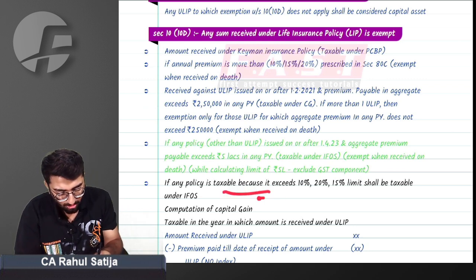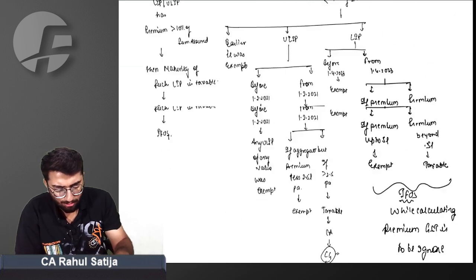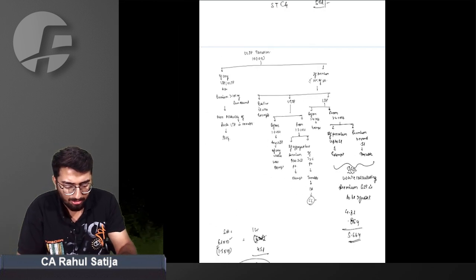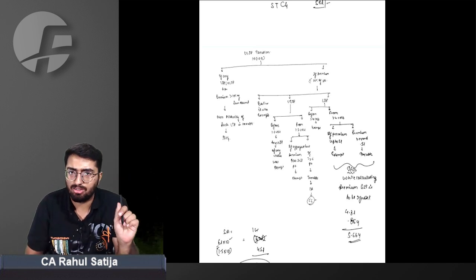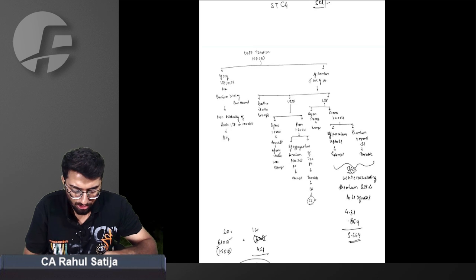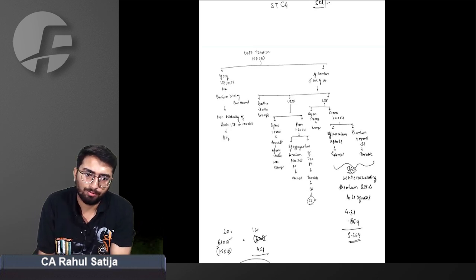If a policy is taxable because it exceeds 10%, it will be taxable under that. You don't have to remember anything. You just have to remember this chart. I'm giving you 10 seconds. Just take a screenshot of this chart because it is not given in your book. You can take a screenshot, or I'll be sharing board notes. You can take benefit from that also.